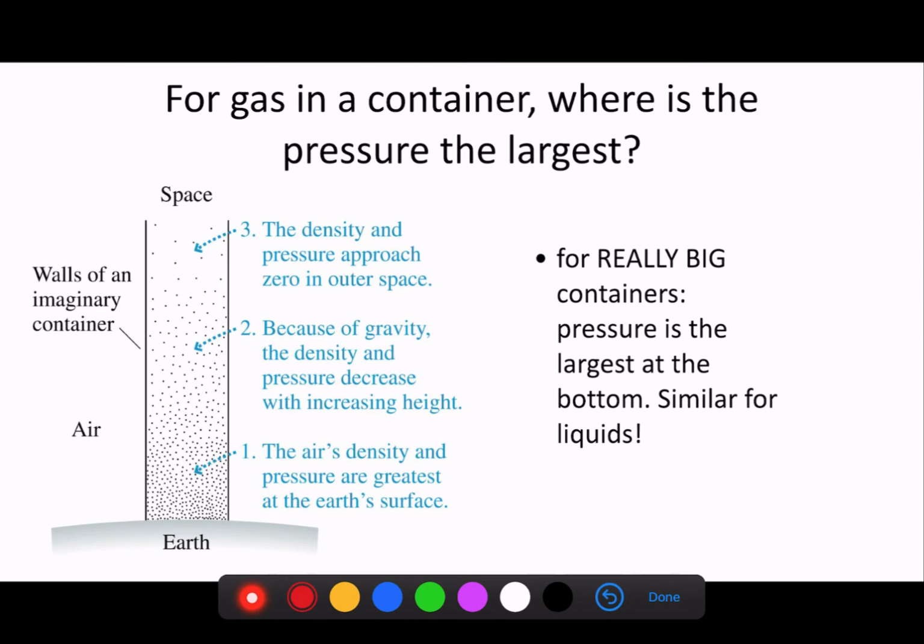So, because the density of the gas molecules is much higher close to the Earth's surface, that's where the pressure is going to be the greatest. And as you move up towards the outer portions of our atmosphere, closer to space, the density and the pressure get smaller and smaller until it essentially approaches zero. And again, we saw that there's no perfect vacuum, but space is pretty close. So this is very similar to what we see with liquids. We just need larger containers to be able to notice this difference.